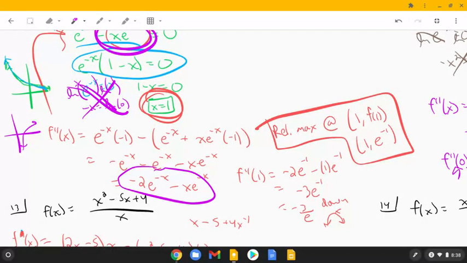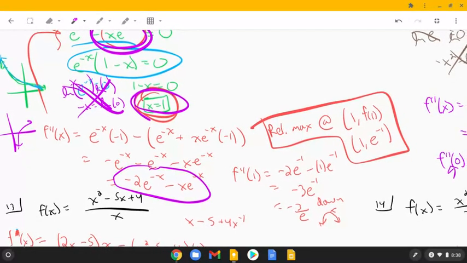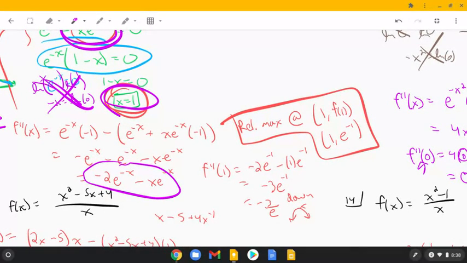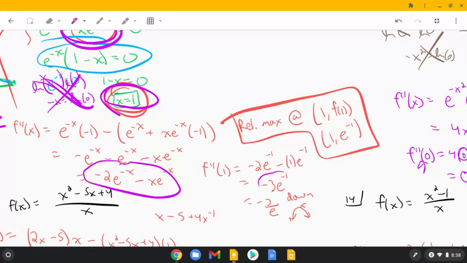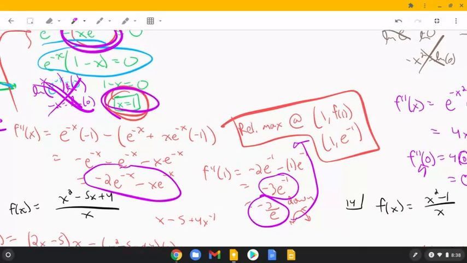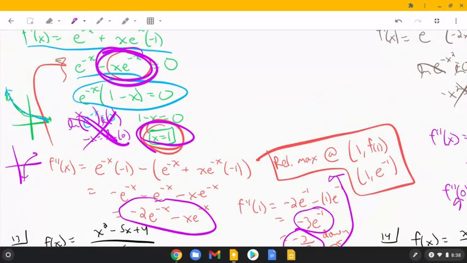We then can plug in our one critical number there, which was 1. So I did f double prime of 1, and I got negative 2 e to the negative 1 minus e to the negative 1. So that just becomes negative 3 e to the negative 1, which we can rewrite as negative 3 over e. And that is a negative number, right? So that would be concave down, which means there is a relative max at 1, because that's the point we plugged in, comma f of 1, or 1, e to the negative 1.